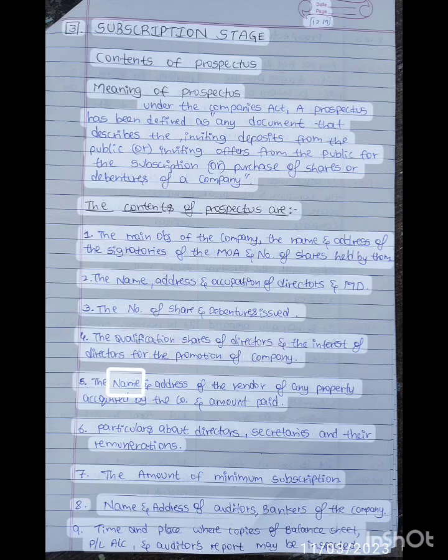5. The name and address of the vendor of any property acquired by the company and amount paid. 6. Particulars about directors, secretaries and their remunerations. 7. The amount of minimum subscription. 8. Name and address of auditors, bankers of the company. 9. Time and place where copies of balance sheet, P&L account, and auditor's report may be inspected.